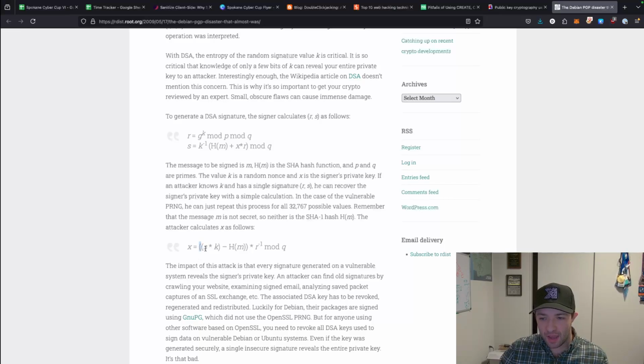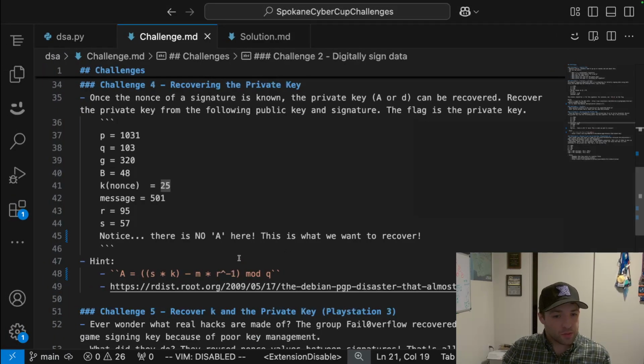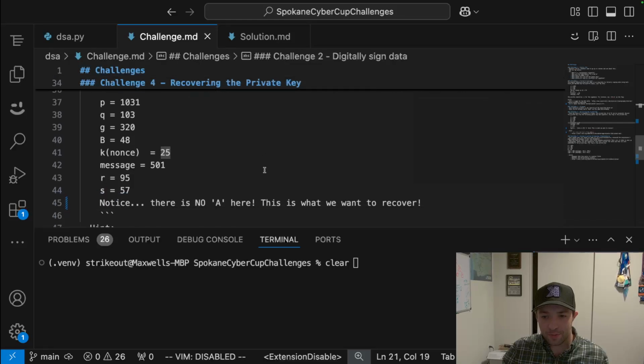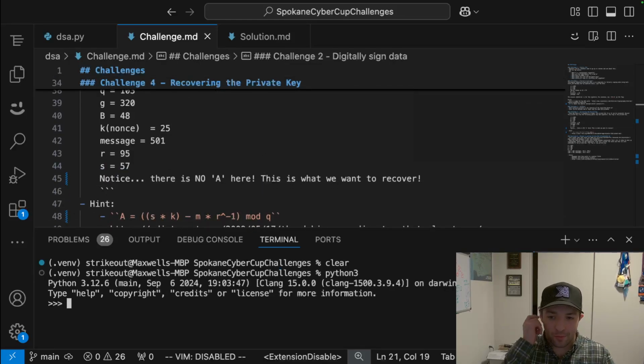So it's taking S, which is the second part of the signature, multiplying it by K, which should not be known, subtracting the message, and then multiplying that by the multiplicative inverse of R, which was the first value that we generated in the last challenge, and then modding it by Q. So all those values are known. If K was unknown, this wouldn't be possible to do. So all we have to do is do the math ourselves. So we're going to do this in Python once again.